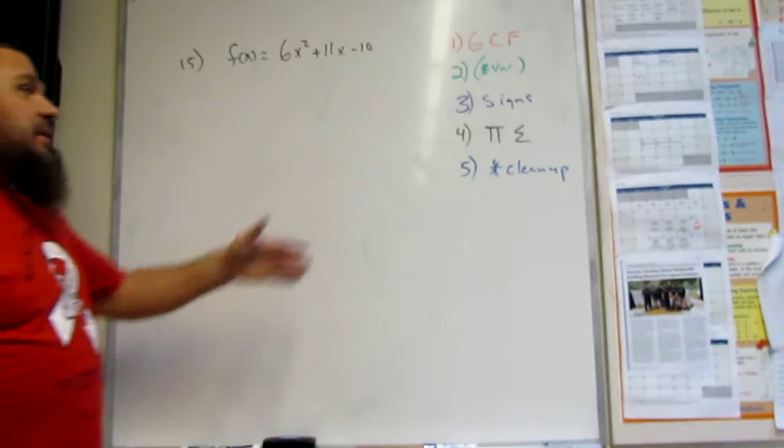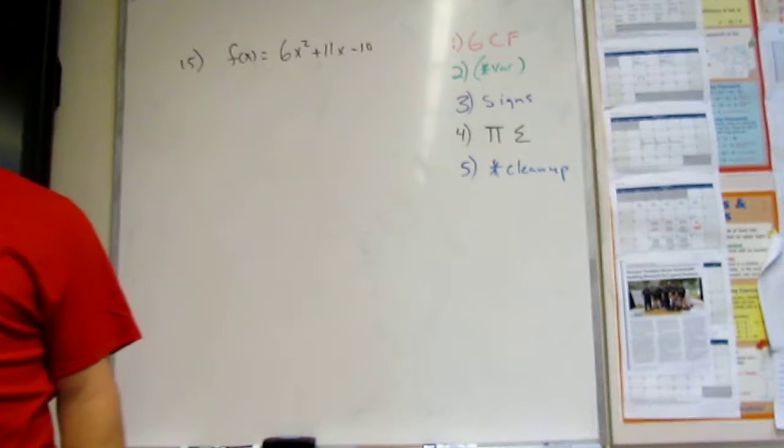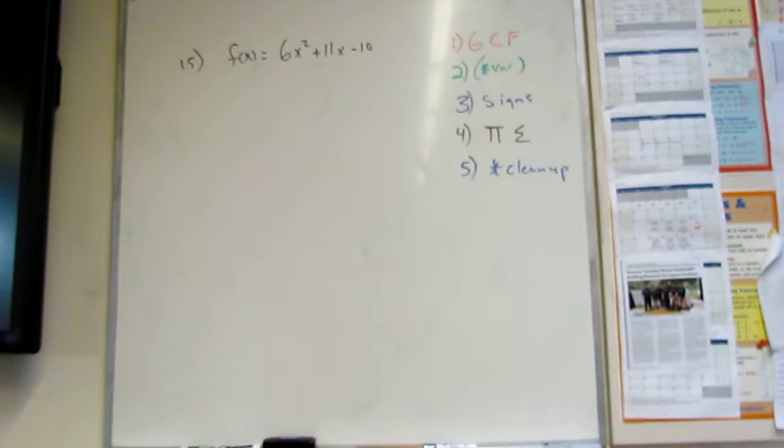The 5-step method is set up right here. I like to do it in colors so that you can see them. If you're not using colors, you need to make steps. Otherwise, you won't know what you did and when you did it. Okay?